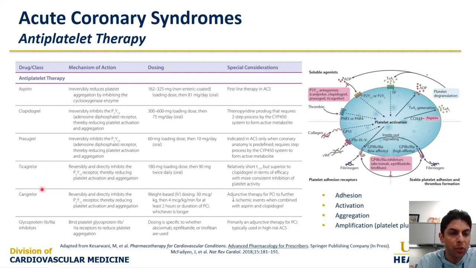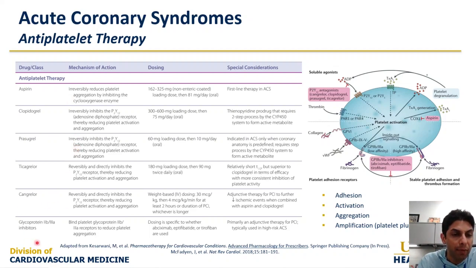And then cangrelor. We won't say much about this other than the fact that it's a P2Y12 receptor antagonist as well, but it's an intravenous form. It's given IV, and all these other medications have to be given orally. We're learning more and more that it's more beneficial for patients who need these medications to be given it in a crush form.